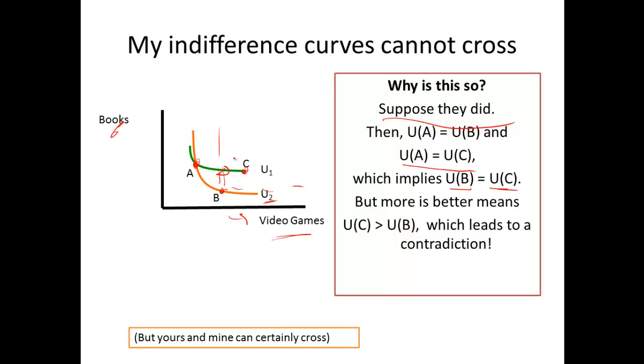Before we leave this slide, though, I want to make one point. I think this should be clear from stuff we've said already, but let me say it again. Although my own indifference curves cannot cross each other, mine and yours can certainly cross. You and I might have different willingnesses, and surely we do have different willingnesses to trade off apples for oranges, or Brussels sprouts for oranges, or whatever.